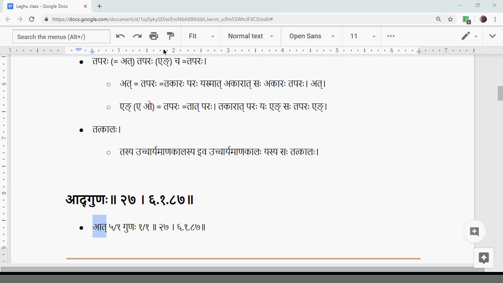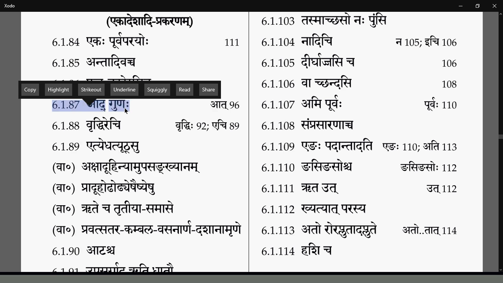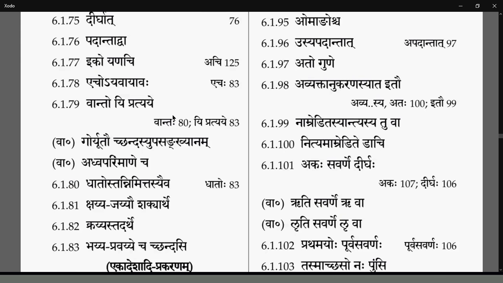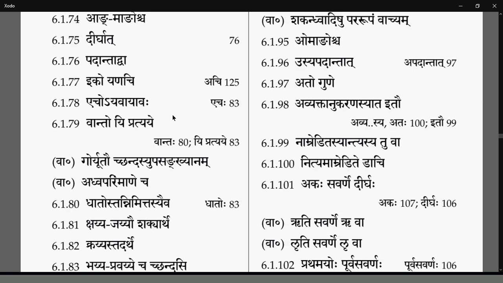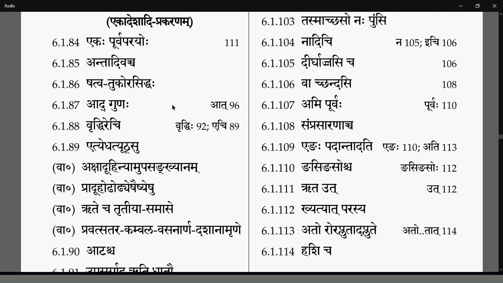Now you look at the sutra patha. Ad gunaha is 6187. And here, what is the anuvritti? First you look at the adhikara. If you have your sutra pathas and have marked the adhikaras from the earlier patha, what is the immediately preceding adhikara here? The immediately preceding adhikara sutra is marked at 6172. So what does 6172 say?